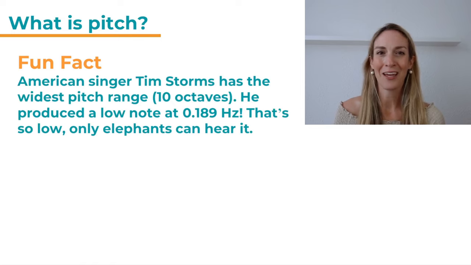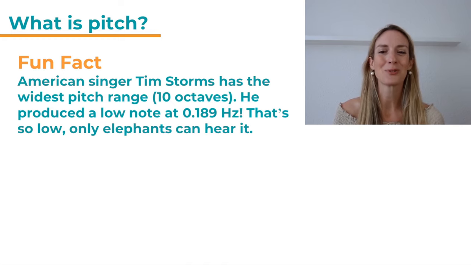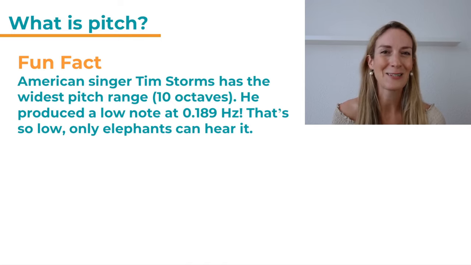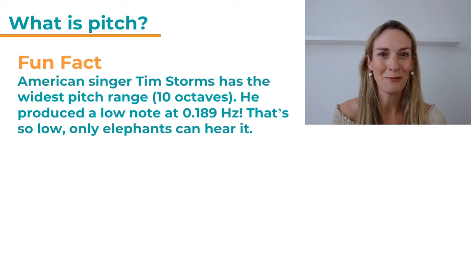And here is another fun fact for you. The American singer, Tim Storms, has the widest pitch range, 10 octaves. Now that's a lot, because he can produce the lowest note that we have on record. He set a Guinness World Record, and the lowest note that he produced was recorded at 0.189 hertz. That's so low that only elephants can hear it. The human ear can't even hear it. So he can't sing that high. He has a wide range because he can produce such a low tone. And if you want to hear him sing in a really low, deep voice, check it out on YouTube. It's quite fun to listen to.